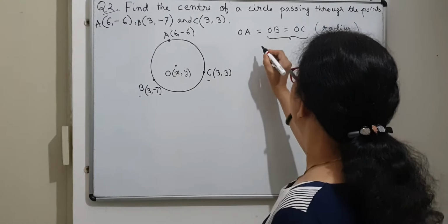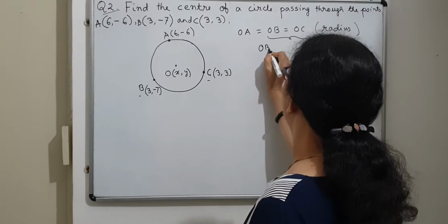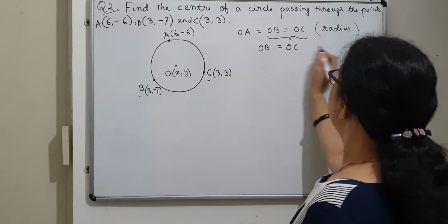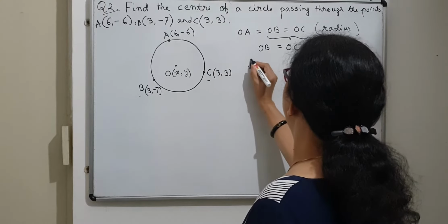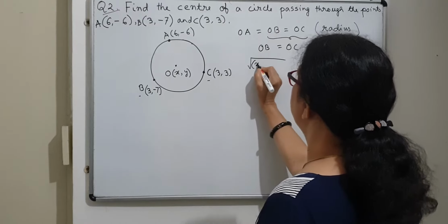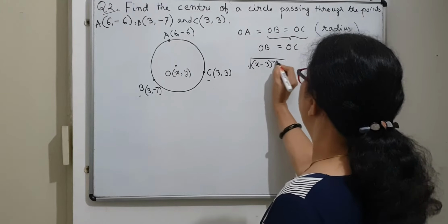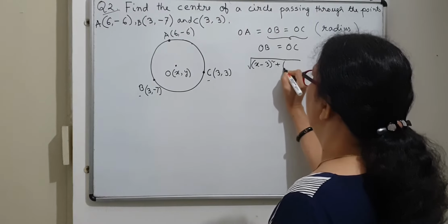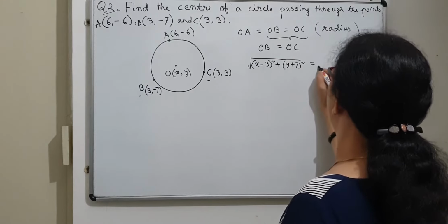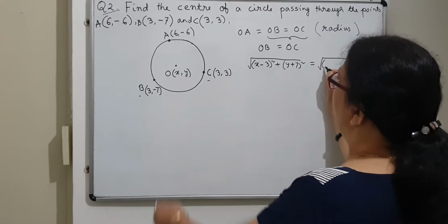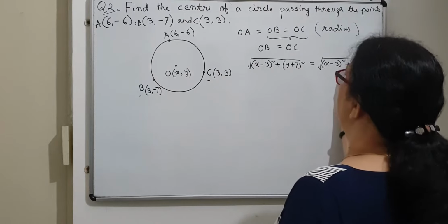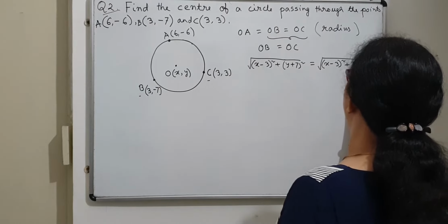So you write, first we take OB is equal to OC. So by distance formula I can write under root, what will be OB? You know, if you remember the formula, x minus 3 whole square plus y plus 7 whole square, and that will be equal to, OC will be x minus 3 whole square plus y minus 3 whole square.